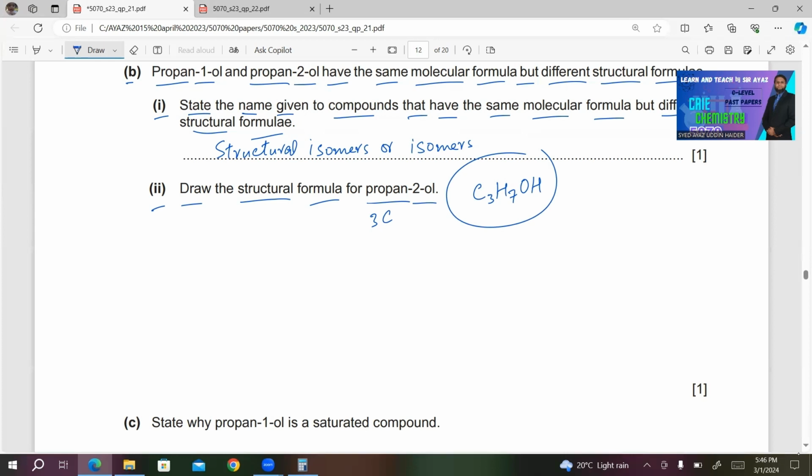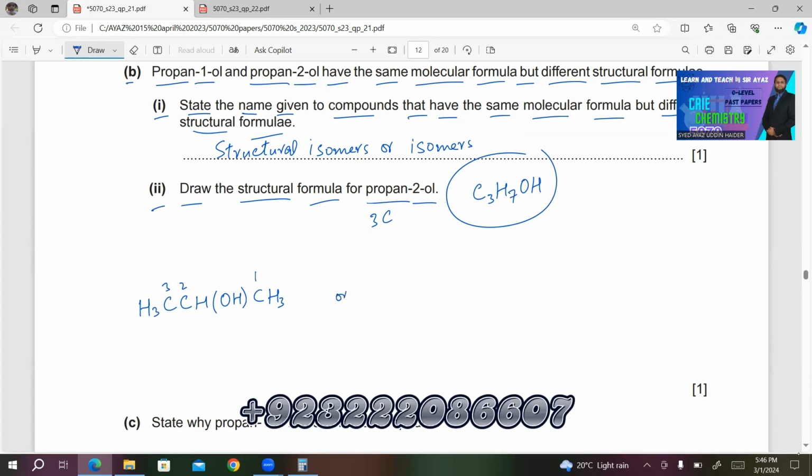We must have H3C bond CH. Now you must have the OH at the second position, so I will write OH in the bracket here. Then we are left with CH3. It must be propane-2-ol. 1, 2, 3. This OH is on the second position.